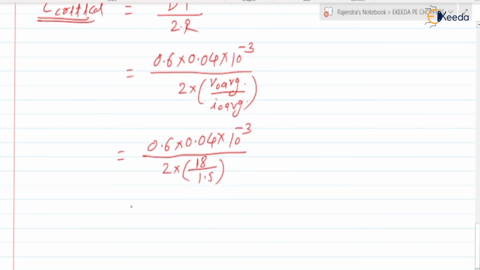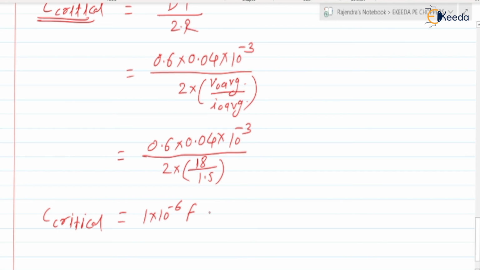If we put this and check, it is equal to 0.6 into 0.04 into 10 to the power minus 3 divided by 2 into 18 divided by 1.5. So it is equal to 1 into 10 to the power minus 6, it is in farad. This is the value of C critical.